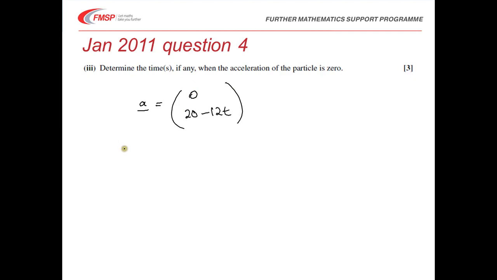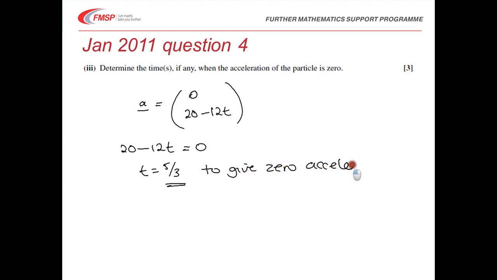Now, in the northerly direction, this component would have to equal 0 in order that the acceleration of the particle was 0 overall. So solving this equation, we get t equals 5/3, and so that would have to be true in order to get a 0 acceleration overall.